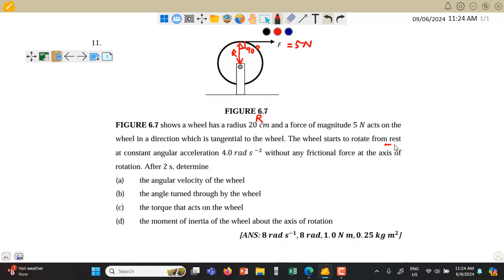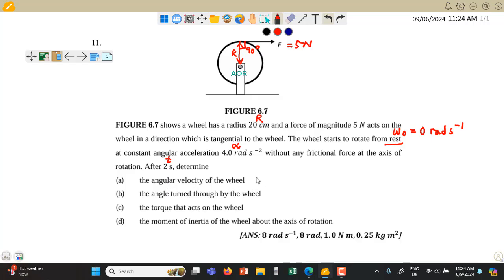So the wheel starts to rotate from rest. From the keyword rest, we know that the initial angular velocity for the wheel will be 0 radian per second. So it rotates at a constant angular acceleration alpha, which is 4 radian per second squared, without any frictional force at the axis of rotation. So after time 2 seconds, we want to determine the angular velocity of the wheel.